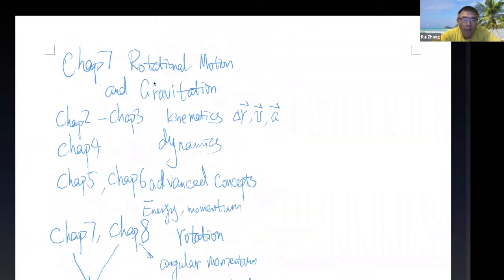Let's go back to chapter 7 and start talking about rotation, motion, and gravitation. Now, the first question is, why do we want to consider rotation? Why is rotation so special? Why do we want to spend a lot of time on rotations? Well, the basic answer is we have a lot of rotation, this kind of motion, going on in our everyday life and in physics as well. Can you give me some examples of rotations? Maybe you can either say it or send me a message.